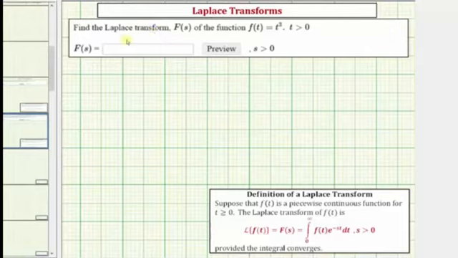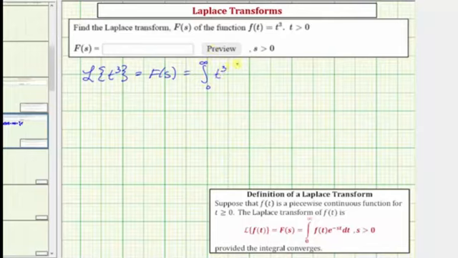We're asked to find the Laplace transform, which is big F of s, of the function f of t equals t cubed. So looking at the definition of a Laplace transform here at the bottom, we have the Laplace transform of t to the third is equal to big F of s, which equals the integral from 0 to infinity of f of t, which is t cubed, times e raised to the power of negative st dt.